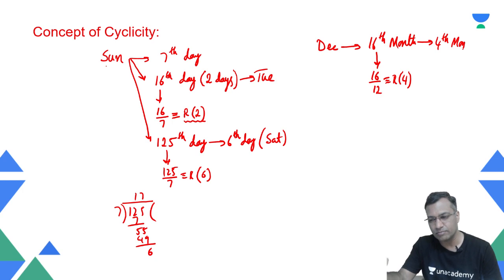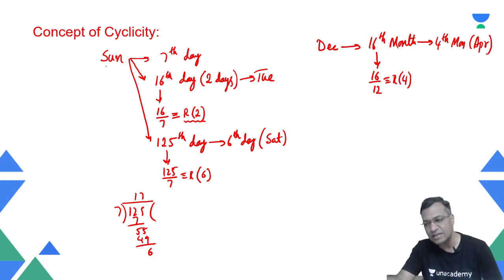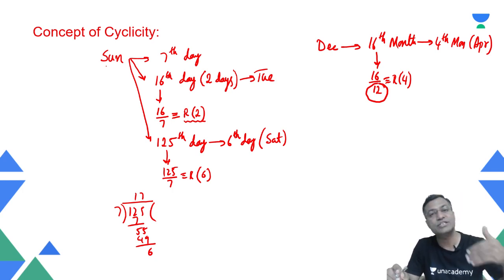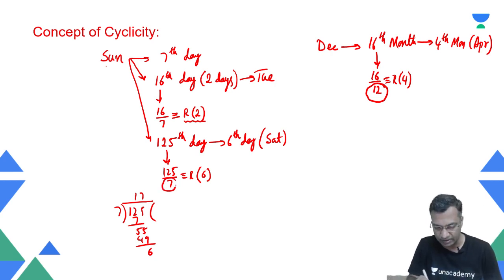Cycle. After December comes January, February, March, April, and hence you say that my answer is nothing but April. The 16th month from December is April. It's as good as saying the 4th month from December is also April. So what did I know here? Again, I knew the cyclicity. Cyclicity for the months of a year is 12. Cyclicity for the days of the week is nothing but 7.